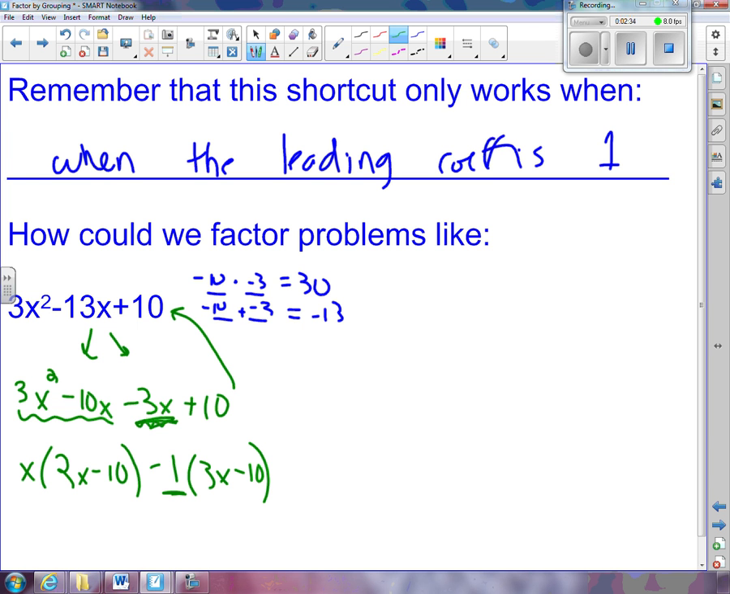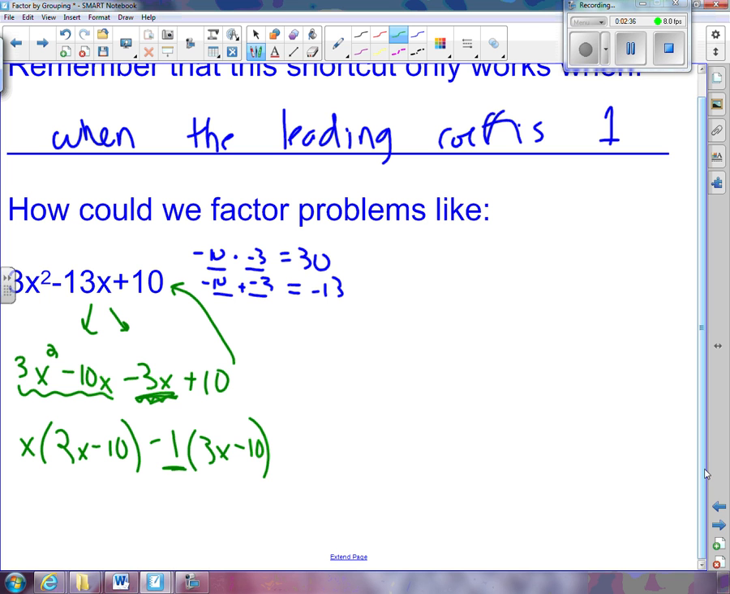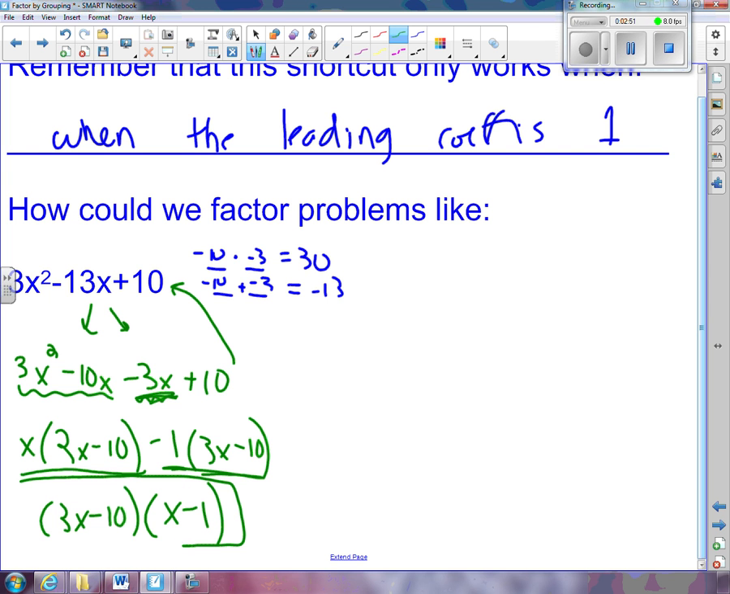So now that I have this expression here, I have to look for what this and this have in common to just complete the factor by grouping. So they have the factor 3x minus 10 in common, and only x minus 1 is left. So this is our final answer. There's no shortcut with this like there was in the other one. So here, that expression is equivalent to the original one.